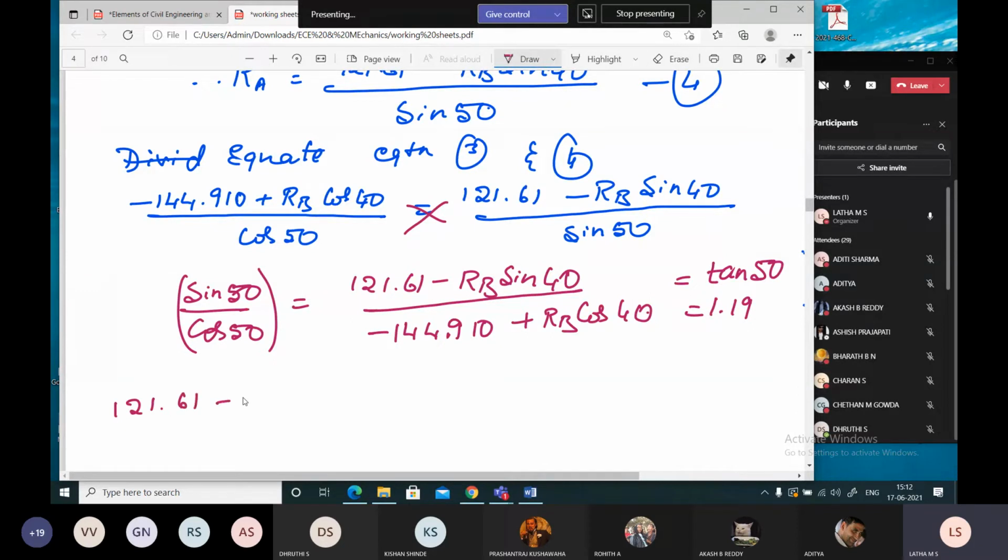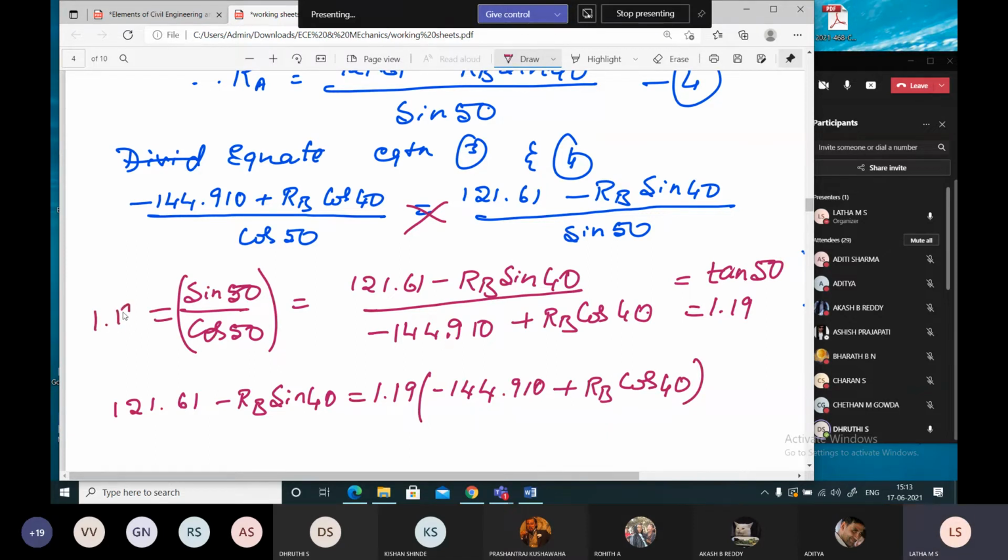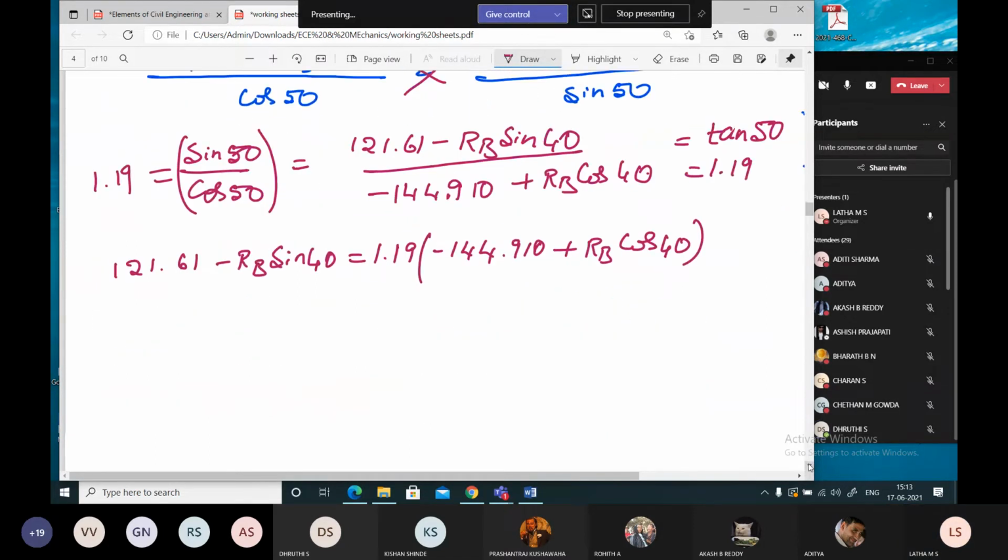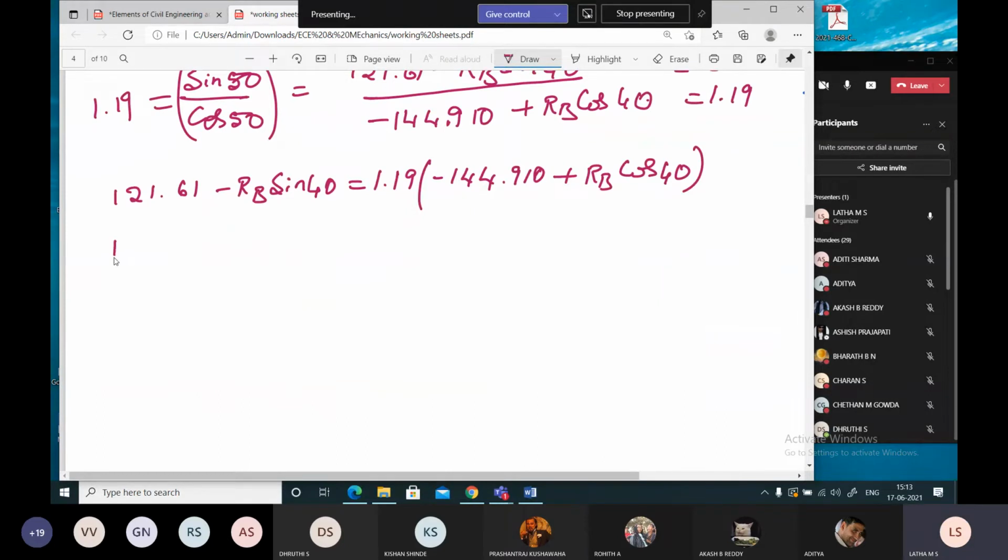121.61 minus RB sin 40. I am doing a donkey job here. 144.910 plus RB. I have cross multiplied. Students, did you follow this step? Yes, ma'am, 1.19. Now you multiply.